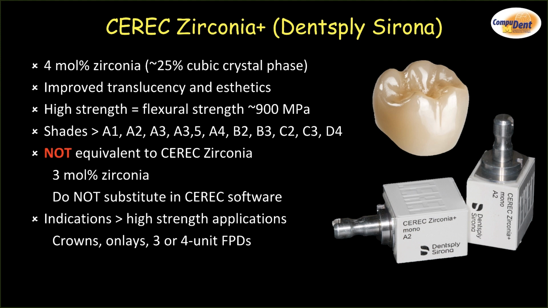CEREC Zirconia was 3-mol. You don't substitute it in the CEREC software, thinking, oh, that's the same as CEREC Zirconia Plus. No, it should say CEREC Zirconia Plus. And you can see here that the indications are also for 3 or 4 unit fixed partial dentures.